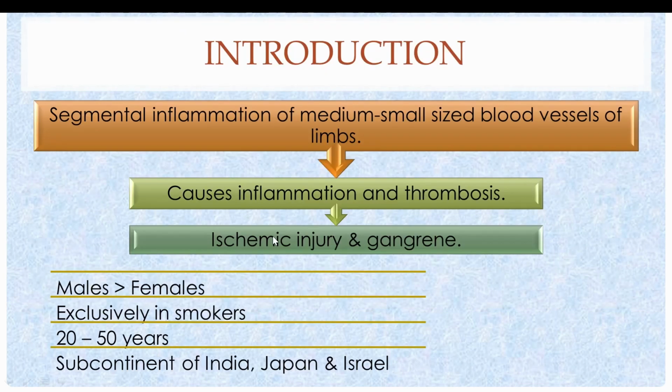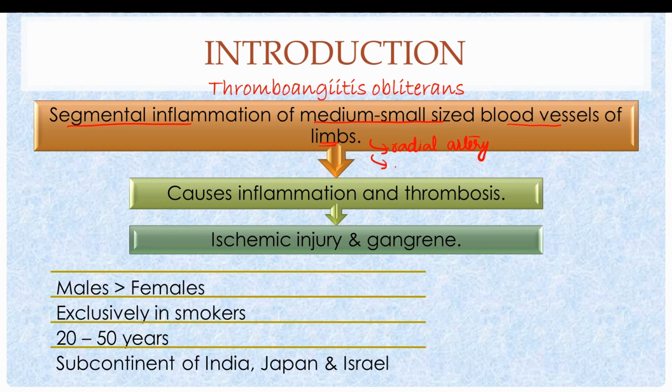So Buerger's disease is also known as Thromboangiitis obliterans, and it is characterized by segmental inflammation of medium to small sized blood vessels, particularly of the limbs. The most common blood vessel involved in the upper limb is radial artery, whereas the most common vessel involved in the lower limb is tibial artery.